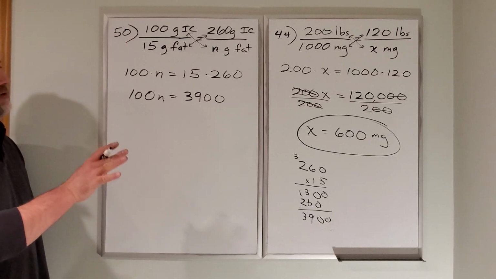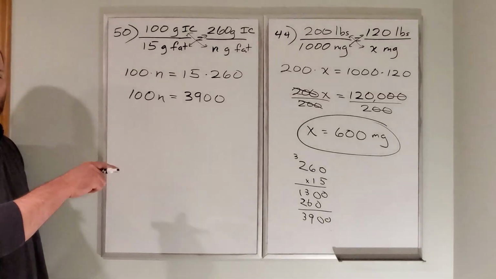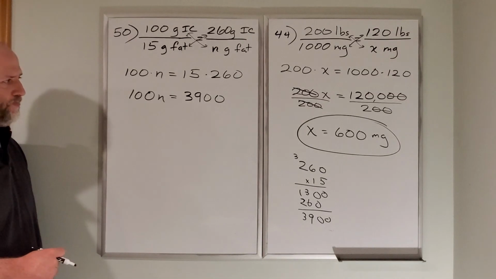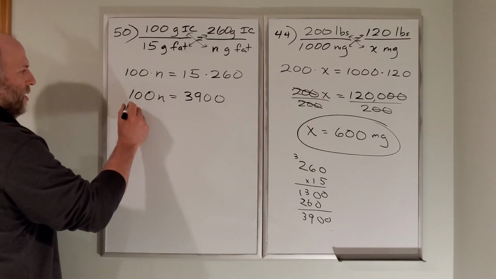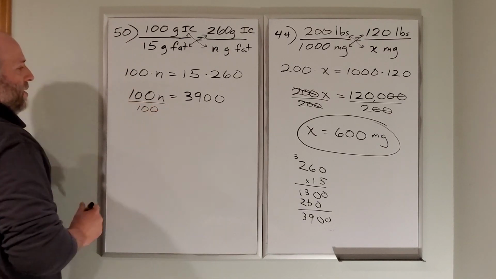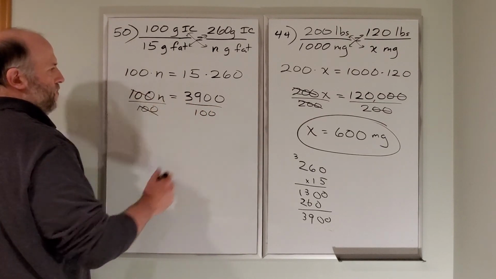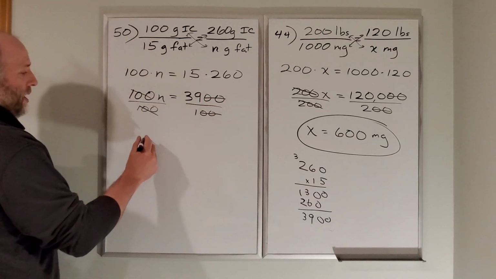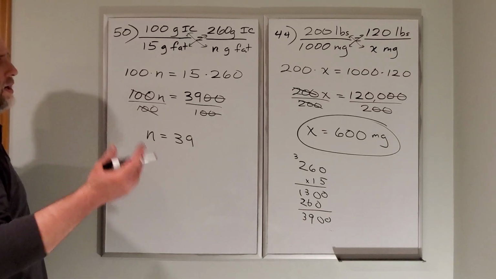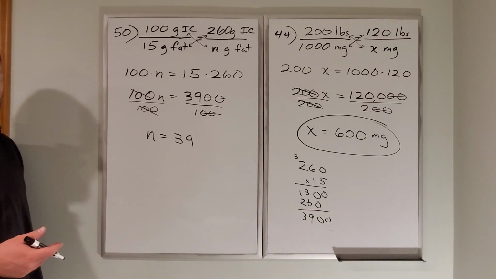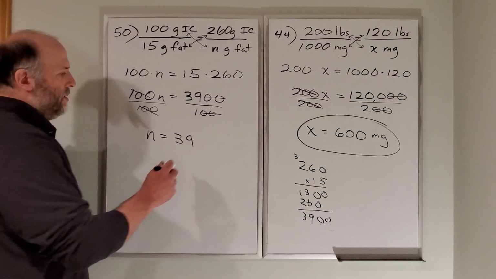So, after cross multiplying, after correctly evaluating our products, we get 100n equals 3900. Again, at this point, to solve for the unknown or the variable, go ahead and divide by its coefficient on both sides of the equal sign. And in this case, it looks like we get n equals 39. So if 100 grams of ice cream has 15 grams of fat, 260 grams will have 39 grams of fat.